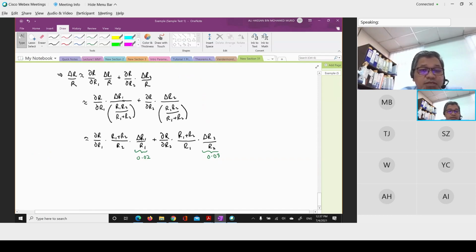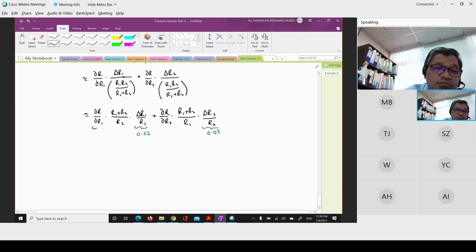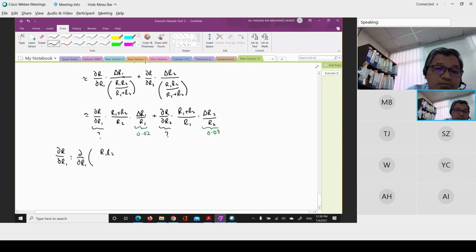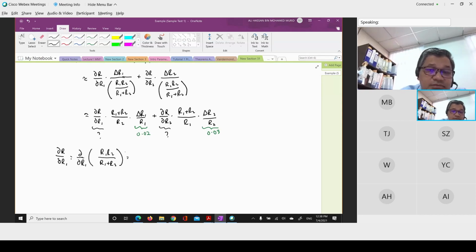So the next step is to find the partials. What is this thing equal to, and what is this thing equal to? What is R again? R is R1 times R2 divided by R1 plus R2. What is this partial with respect to R1? Use the quotient rule again. Yeah, we need to use the quotient rule again.